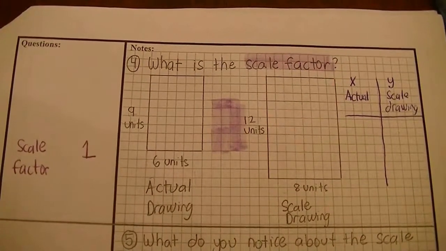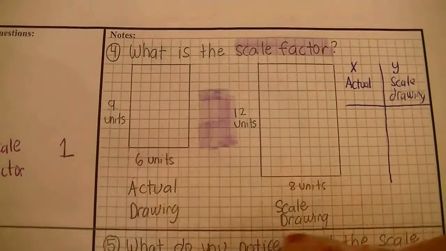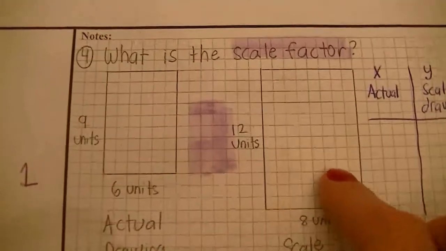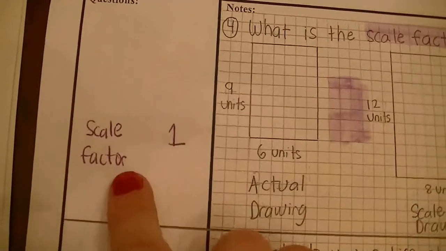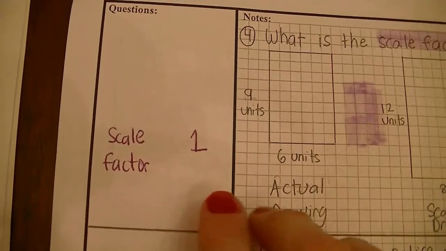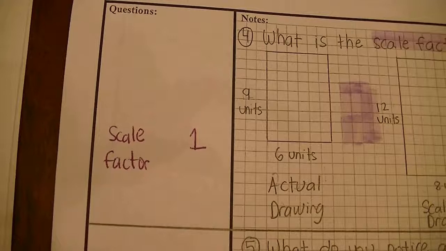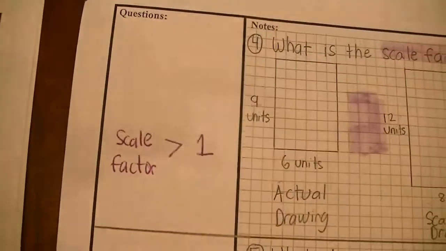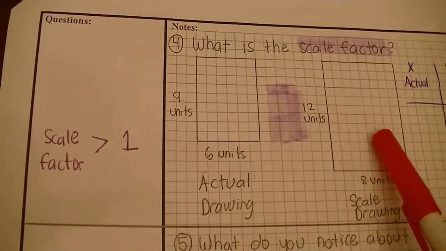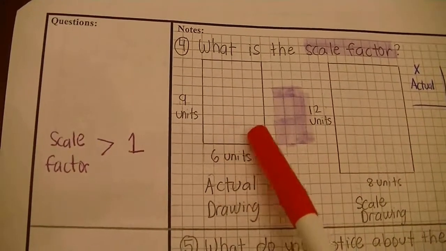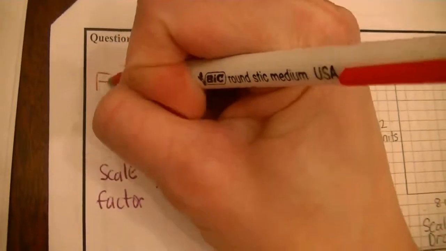Example 4 wants us to find the scale factor. So go ahead and compare the actual drawing with the scale drawing. What do you notice? That it started out small and then got larger. So what do you notice about the scale factor? If it started out small and got larger, you know that the scale factor is greater than 1. Okay? And what's the word called when you have a scale drawing that's larger than the original? What actually happened? An enlargement happened, or you could also say a magnification.